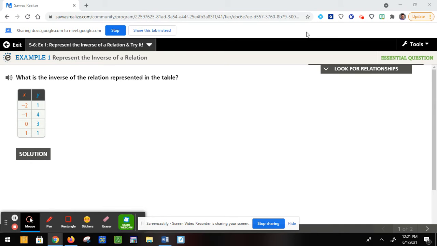Welcome to lesson 5.6. This is the last lesson of chapter 5. We're going to be looking at inverse relations and then functions.